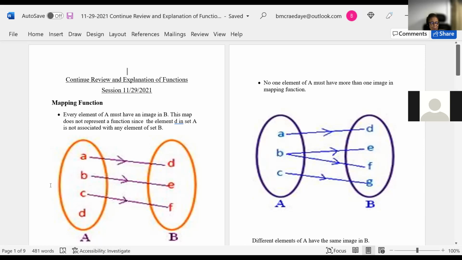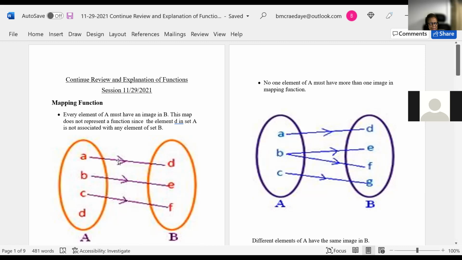Now, what I said is for it to be a mapping function, every element in A, that's right here, must map to something in B. If that doesn't happen, then it's not a function. So my question, Latoya, is does this represent a function? No, because A doesn't have the same image as B. D is left by itself.